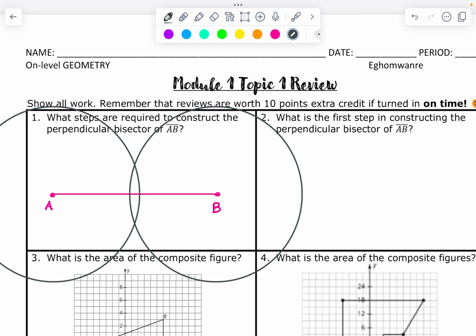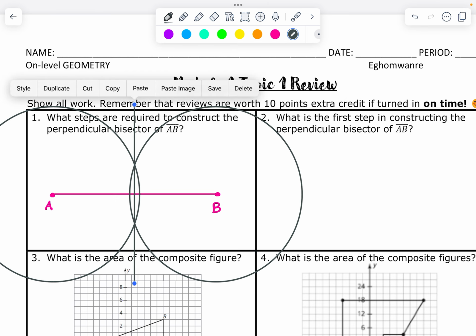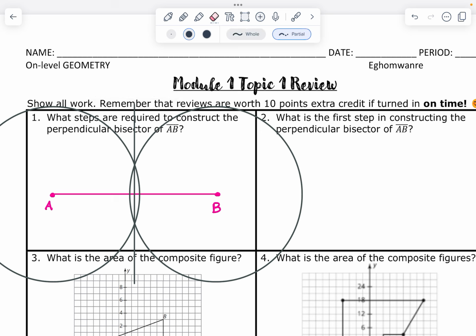And then where they cross, that is going to be your perpendicular bisector. Hold on, I don't like that line. There we go. So there you go, that's how you do it. I'm just going to erase the rest of this to make it a little easier to see. All right, and that's how your situation should be looking.